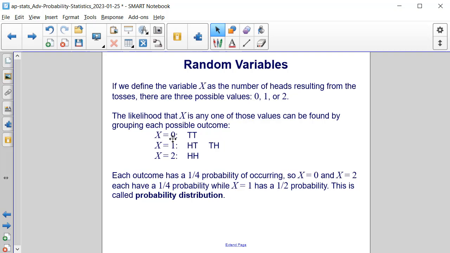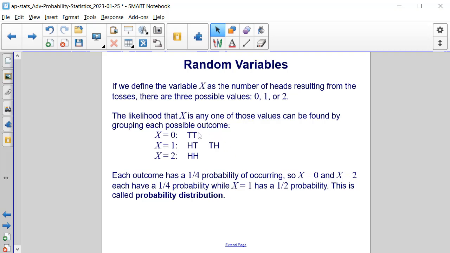So if the number of heads, or capital X, is equal to 0, the only outcome that fulfills that is tails, tails. If capital X, or the number of heads, is equal to 1, there are 2 possible outcomes that fulfill it. You could have heads, tails, or you could have tails, heads. And if capital X is equal to 2, the only outcome that satisfies that is heads, heads.